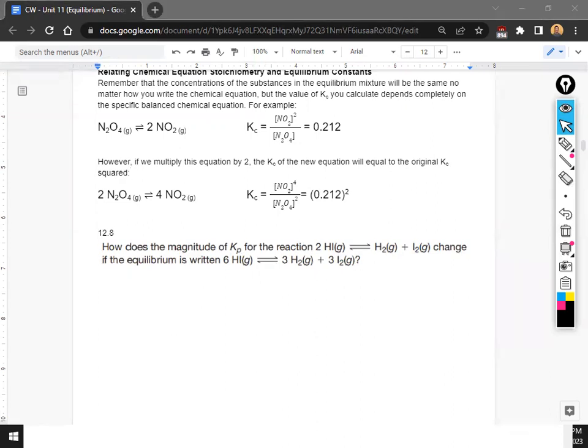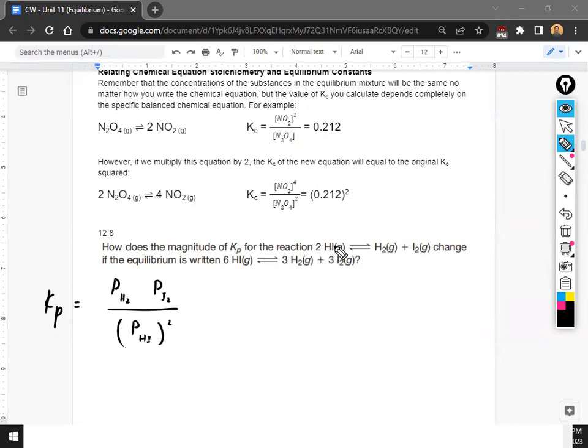Okay, so if we take a look at the first equation right here, the Kp value is going to be equal to the partial pressure of your products, so H2 and I2, divided by the partial pressure of HI squared. So far, so good on that? This might not have been in your answer, and that's fine. This is just part of the explanation.